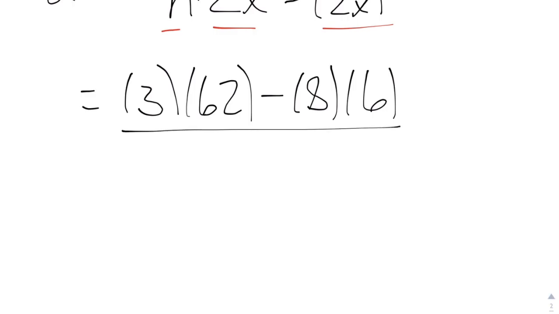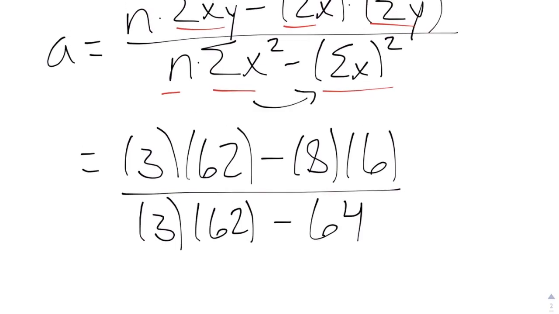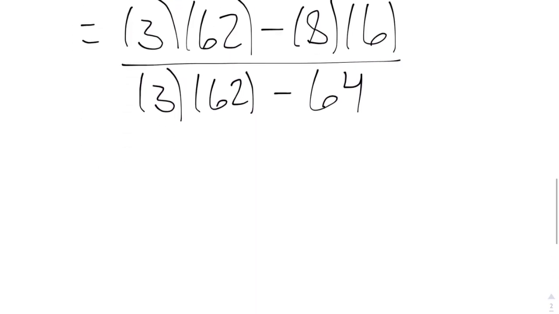Divided by 3 again for the n. Summation of x squared is 62. Minus summation of x, with the square on the outside, is 64. This is what's going to confuse people, are these two. Just keep in mind, one of them has this 2 on the outside, one has the 2 with the x, okay? And they are different. So let's go ahead and do the math.